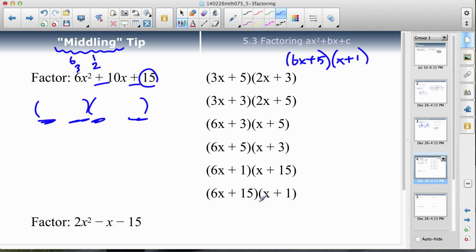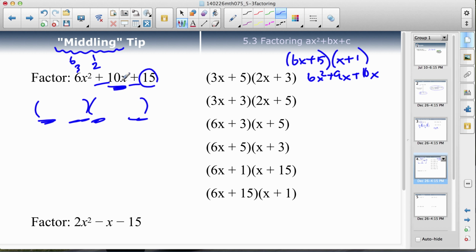So these are your options, and what I would do is now just check and see what you come up with. I know for sure that I'm getting 6x squared and 15 because I've set it up that way. The product of these two is 6x squared. The product of those two is 15. It's really only that middle term I'm having to worry about. So let's try it. So this would be 6x squared plus 9x, plus another 10x.